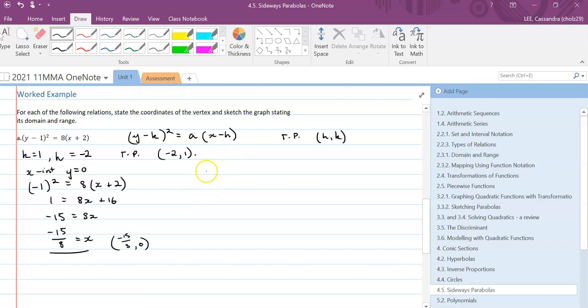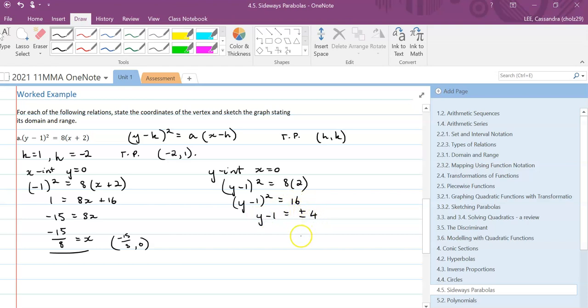All right, let's now find our y-intercept. The y-intercept is when we have x is equal to 0. In this case, this value here is going to be equal to 0. So (y - 1) squared is equal to 8 times 2. So (y - 1) squared is equal to 16. y - 1 is going to be equal to the square root of 16, so positive or negative 4.